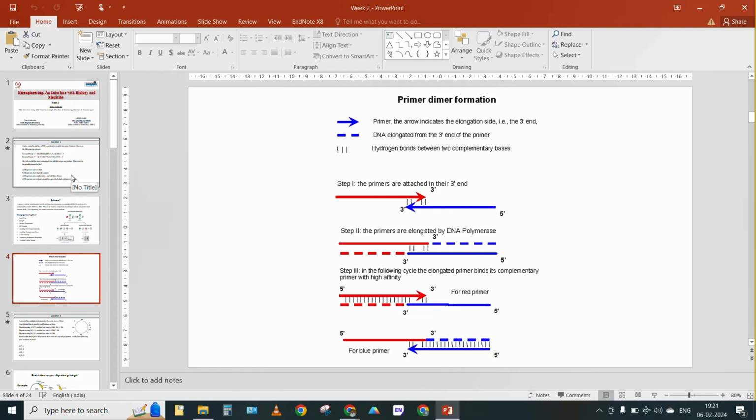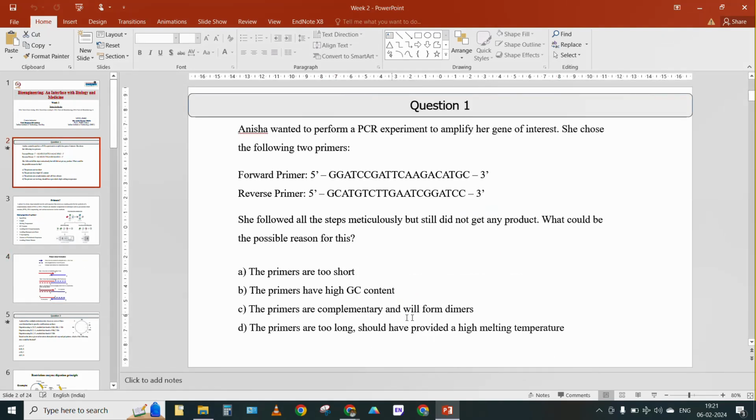So here the answer will be that the primers are complementary and will form dimers. The third one is the answer.